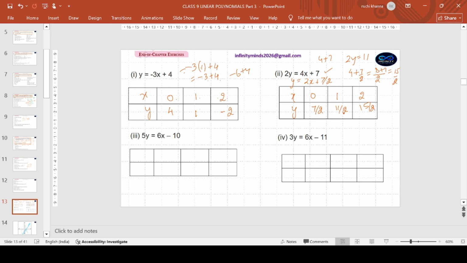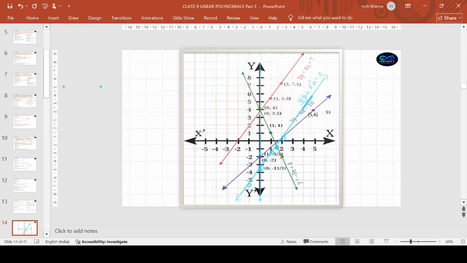Like that you will plot, or whichever values you take. I hope you can complete. You can refer to the second part video if you still have doubts over graphs. You will complete the values, and that is how the graphs will come. See, none of them are going to pass through the origin. The red and blue lines, line numbers 2 and 4, are parallel to each other, because their slopes are equal.